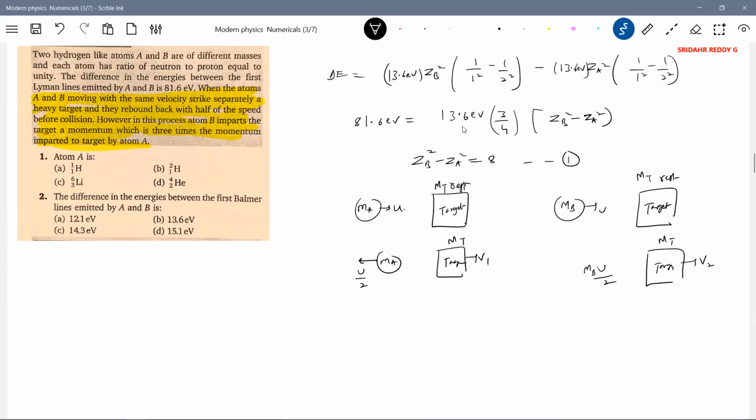What is the last part? In the process, atom B imparts to the target a momentum which is 3 times the momentum imparted by A to the target. So any relation between V2 and V1? V2 should be equal to 3 V1 from the last data.